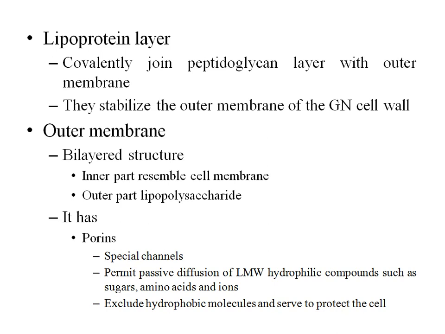The outer membrane is a bilayer structure. The inner part is similar to that of the cell membrane, and the outer part consists of lipopolysaccharides. The outer membrane has porins, which are special channels that permit low molecular weight hydrophilic compounds such as sugars, amino acids and ions to pass from the external environment to the inside of the bacteria. They also exclude hydrophobic molecules, and these porins serve to protect the cell.